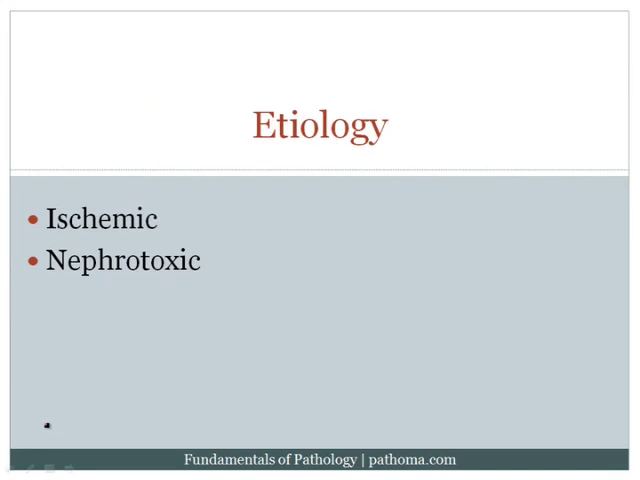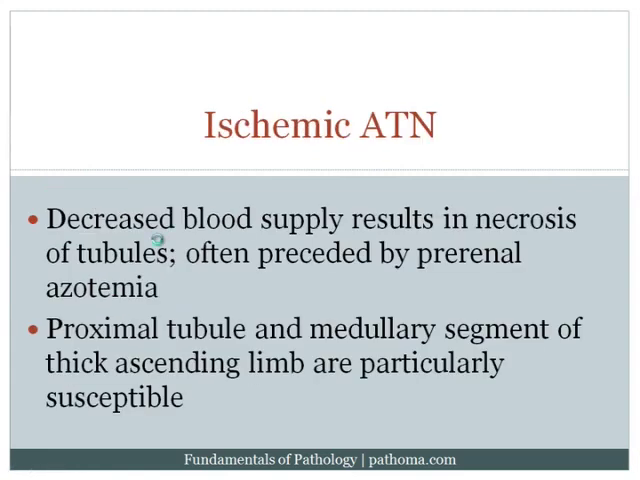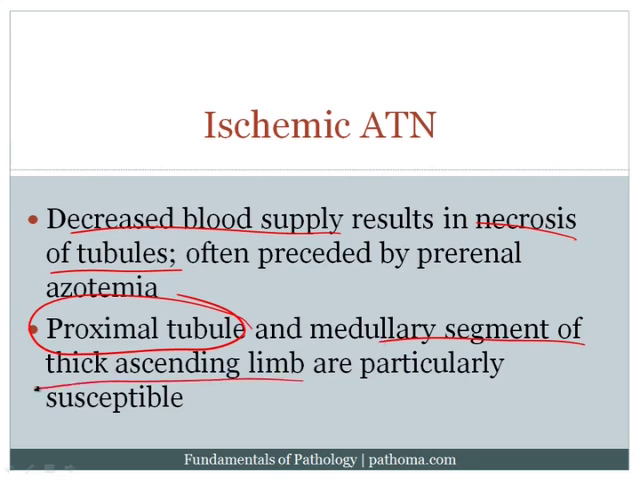Now when we have acute tubular necrosis, there are two major etiologies. There's an ischemic etiology and a nephrotoxic etiology. In ischemic acute tubular necrosis, we decrease the blood supply, and that's what results in the necrosis of the tubules. Now recall that the tubules are particularly dependent on blood supply because of the amount of work that they have to do. So there's a tremendous amount of ATP that's required by the tubule, especially the proximal renal tubule, along with the medullary segment of the thick ascending limb. These are particularly susceptible to ischemia.